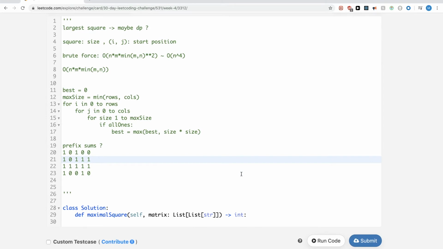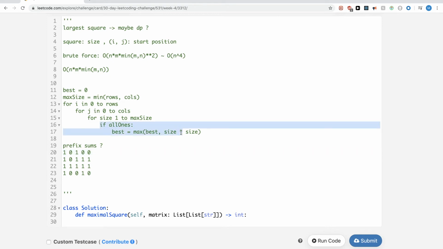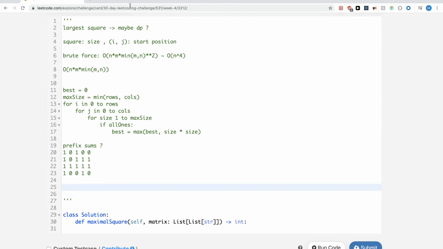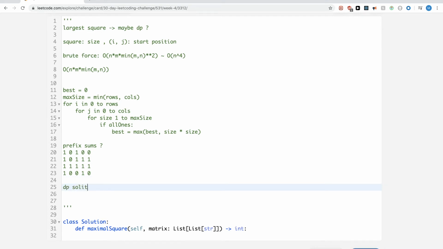Okay, so with this prefix sum idea, I think we could solve it that way because we wouldn't need to do this check, right? But I think actually it would be simpler and easier to do this dynamic programming solution. Okay, let's try that one.